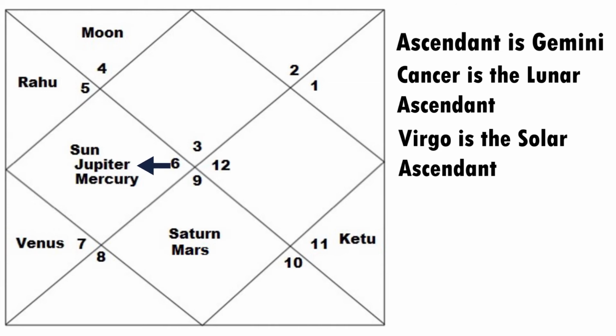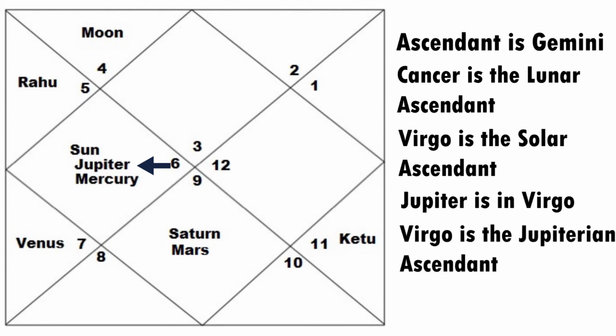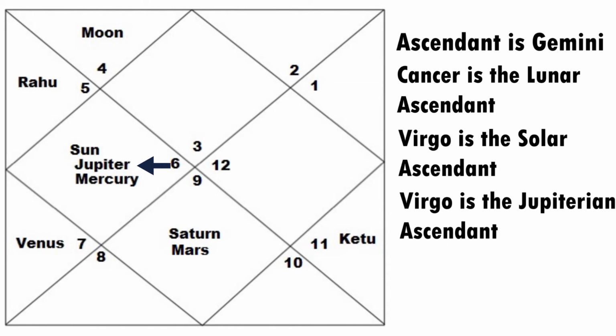Now Jupiter's the other important one to look at over here. That's also in the same house as the sun. So we can say that Jupiter is in Virgo, and therefore Virgo is the Jupiterian ascendant as well as the solar ascendant. And this is the basics of how to understand a North Indian birth chart. If you know that number at the bottom of every square over here or every triangle, then you can figure out what the zodiac sign is associated with that, and you can just plug in the numbers accordingly.